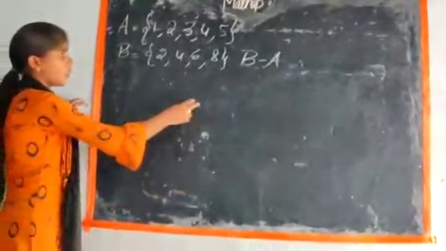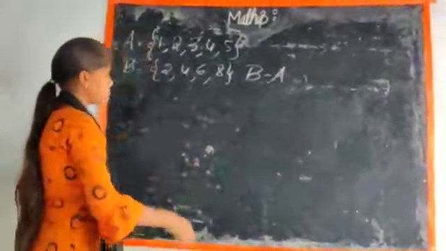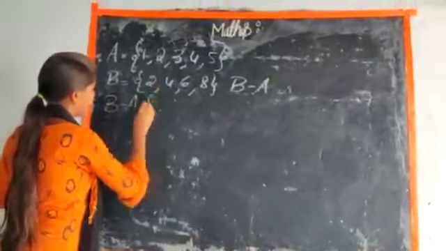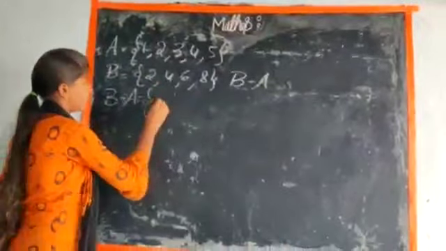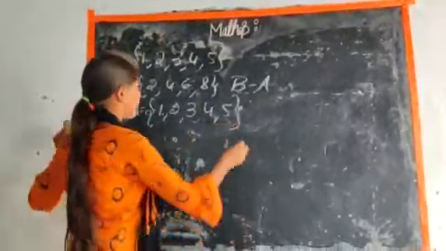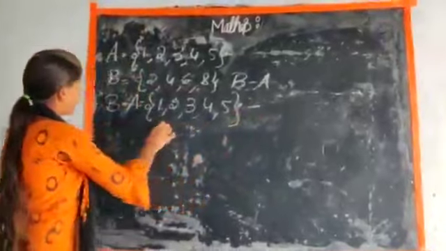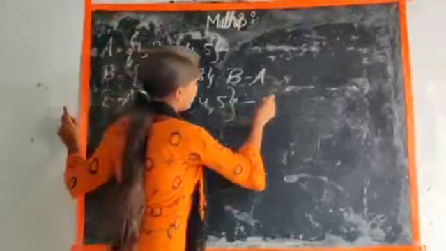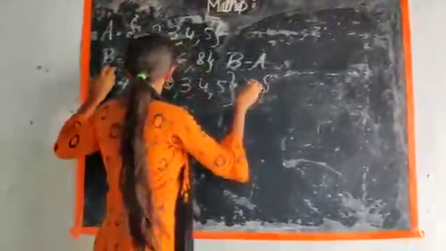Now I am going to do B minus A. B minus A means B set minus A set.